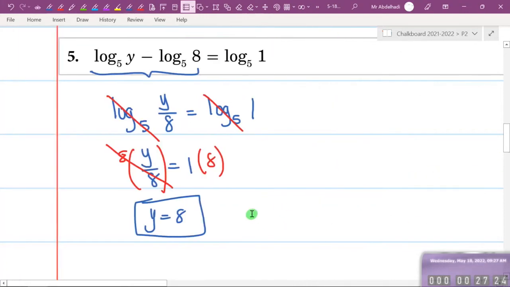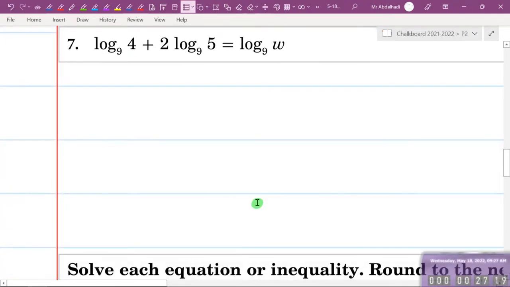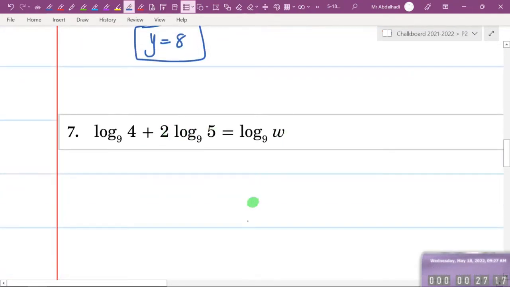All right, number 7. We have a similar situation, but this time we have 3 logs. Okay, once again, you cannot drop the logs if there are 3 logs. You can't do that. No, no, no. So we're going to combine these 2 here, but you can't combine while you have a number in front. So if you have any numbers in front, like here or here, bring them all up as powers so they go away. That's the power property of logs.